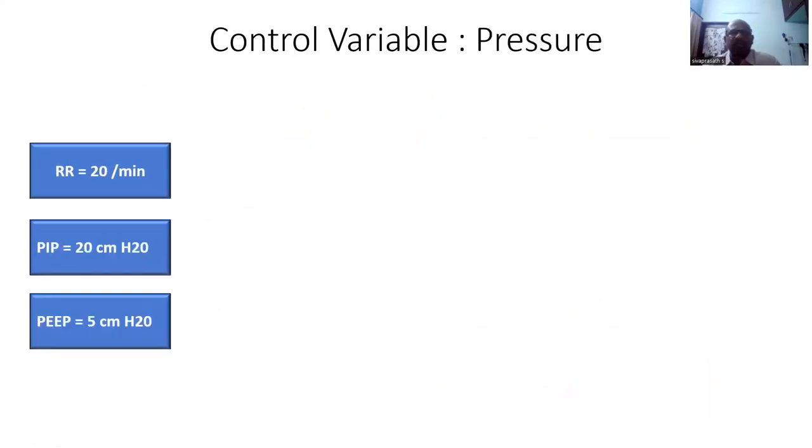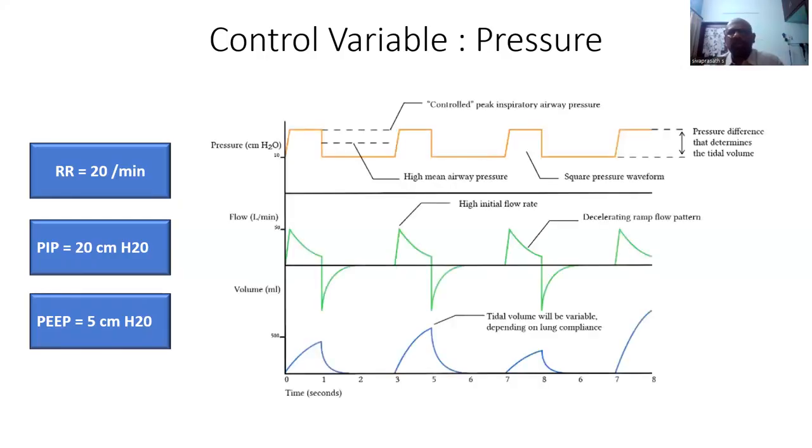In contrast, if you use pressure as the control variable, suppose I set a peak inspiratory pressure of 20 centimeters of water with a respiratory rate of 20 and a PEEP of 5 centimeters of water. You can see that the pressure remains constant throughout the respiratory cycle. I have set the pressure at 20, the pressure remains constant at 20, whereas the tidal volume keeps on changing. What you should note here is the flow is a decelerating ramp flow. Once the gas delivery starts, it achieves a peak, then slowly decelerates. The flow comes down as the lung fills with pressure.